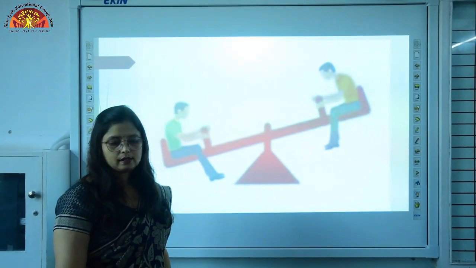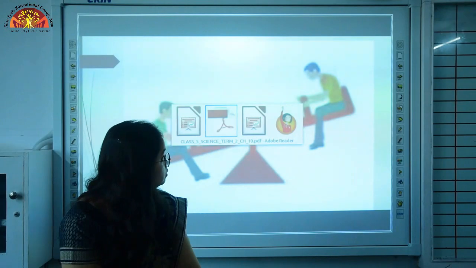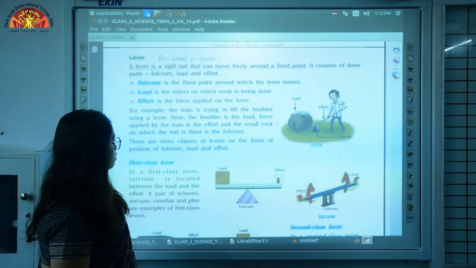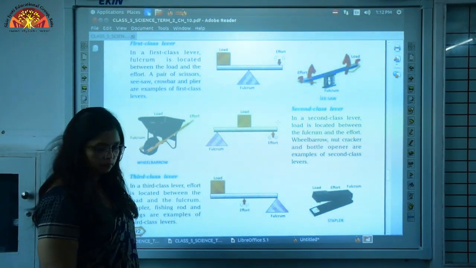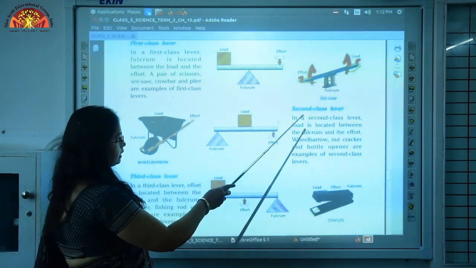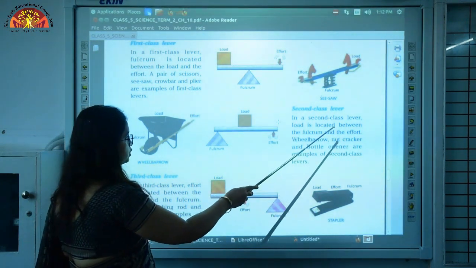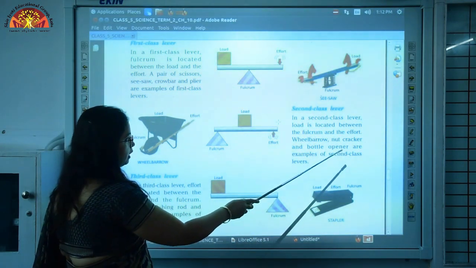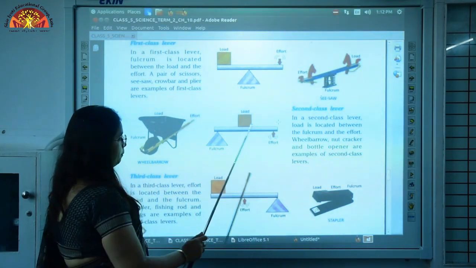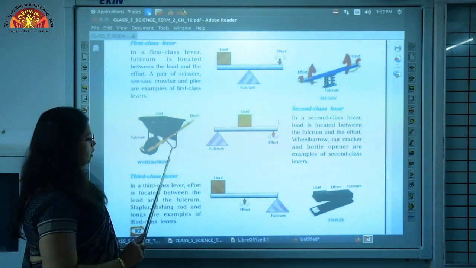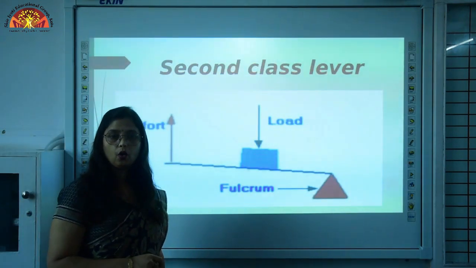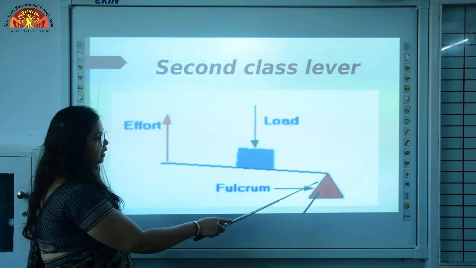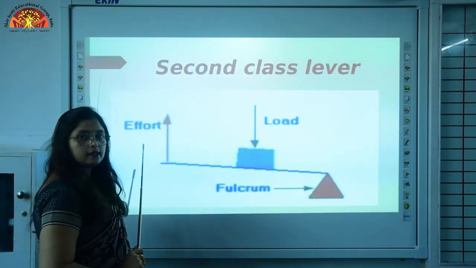Now, we come to second class lever. So, children, in a second class lever, load is located between the fulcrum and the effort, and wheelbarrow, nutcracker and bottle opener are examples. You can see here, this is a wheelbarrow. So, let me show you how all these are arranged in a second class lever. Load is in the middle part, fulcrum is at one end and effort is at another end.